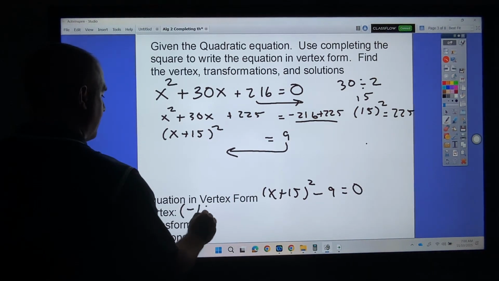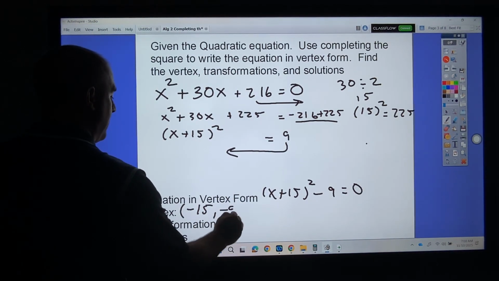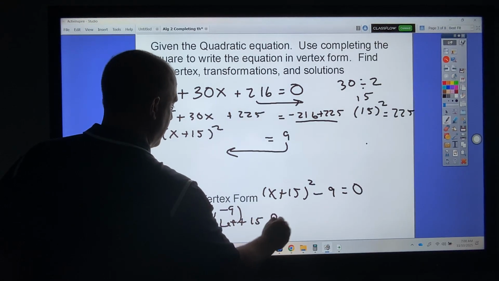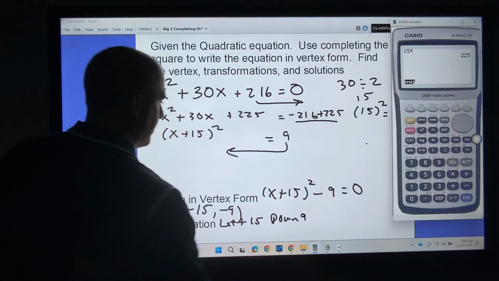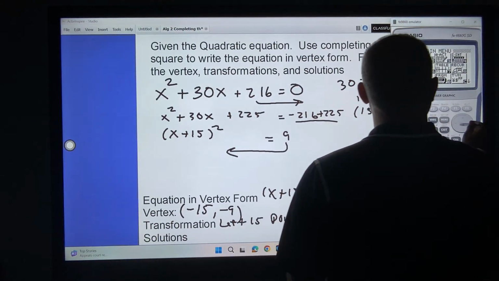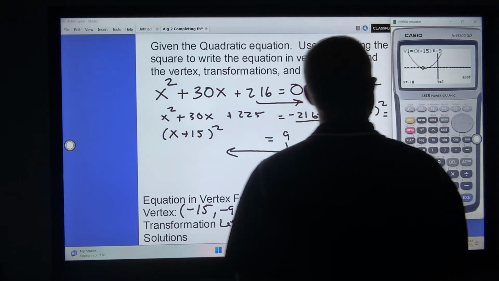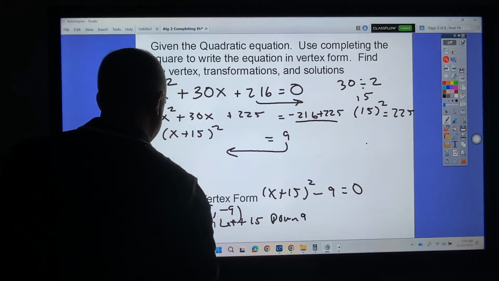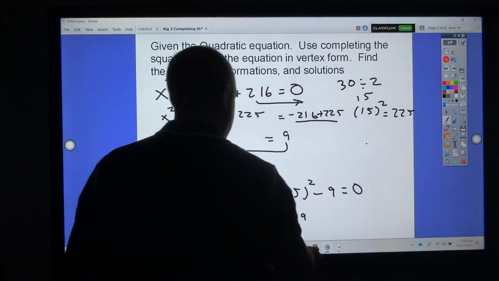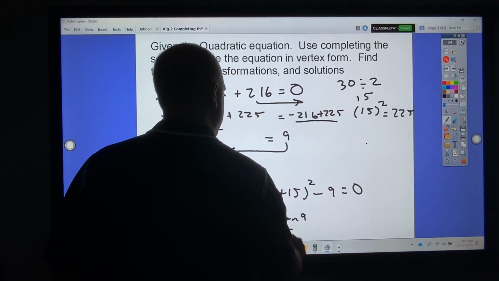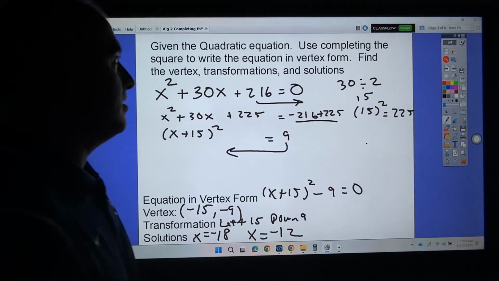My vertex is -9. I'm sorry, -15, -9. How would I get there? Left 15, down 9. And then I just graph it. x plus 15 squared minus 9, draw, G solve root. One is negative 18. And I click over, x equals negative 12. So zoom auto, zoom out. That's the key part.